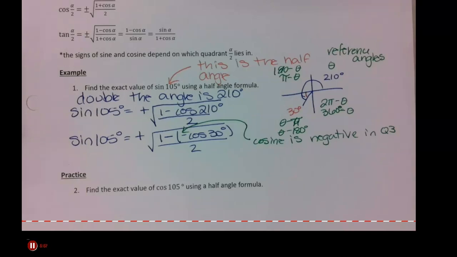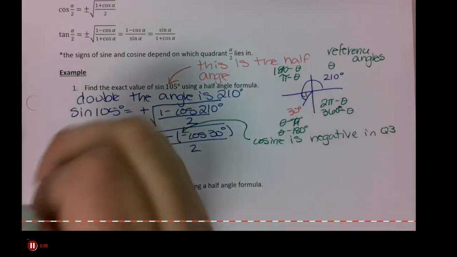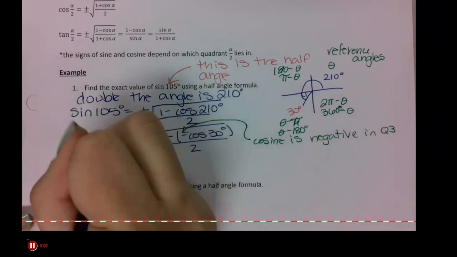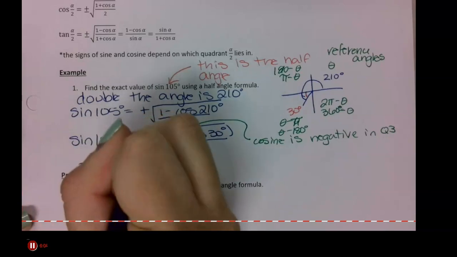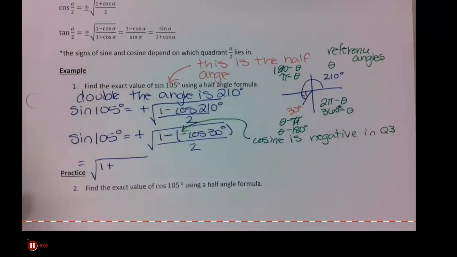Okay. So then I have double negatives, which makes that positive. And then what is cosine of 30 degrees? Square root of 3 over 2.